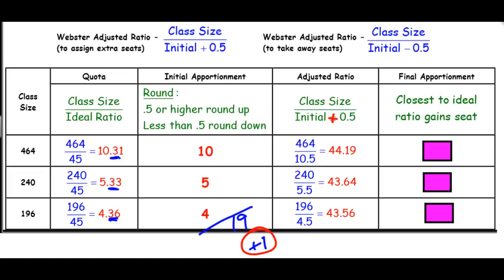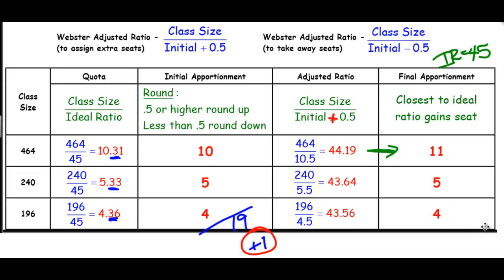So remember, from above here, our ideal ratio was 45. So we are looking for the one that's closest to 45 here, which is this top one. So they gain the seat, so they go to 11, and the other ones here would stay the same. So in the Webster method, you round just like normal rounding, and then from here, do your count. If you need to add seats or take away seats, you'll do the adjusted ratio. Then with those values, you look to see which one is closest to your ideal ratio to either gain or lose the seat.